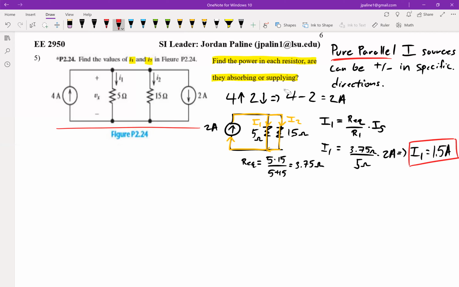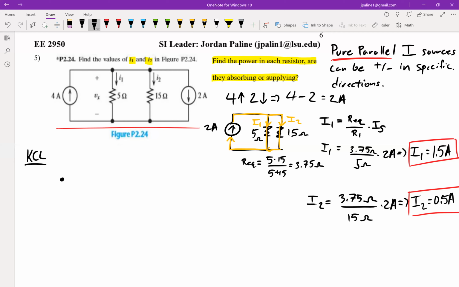Okay. And then we can do a couple things with this. We can either do this again for I2, in which case it would be 3.75 ohms over 15 ohms times 2 amps, which would give us 0.5 amps. The reason why I knew it was 0.5 is because rather than doing that, if you just did a KCL on it with 2 amps going in and 1.5 amps going that way, 2 amps minus 1.5 amps will give you 0.5 amps.